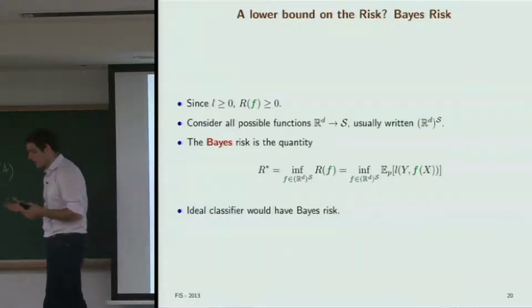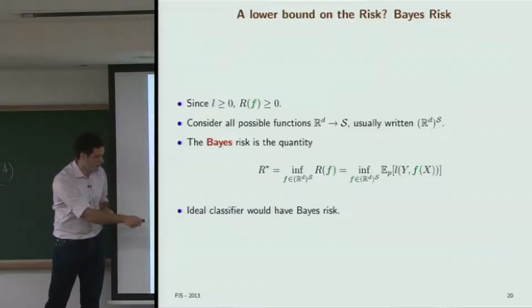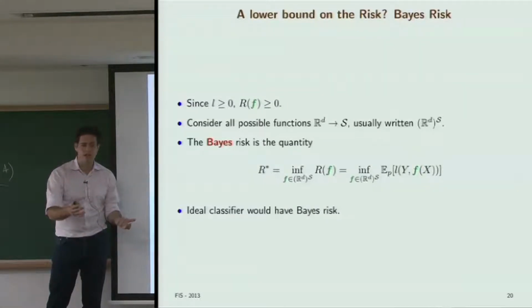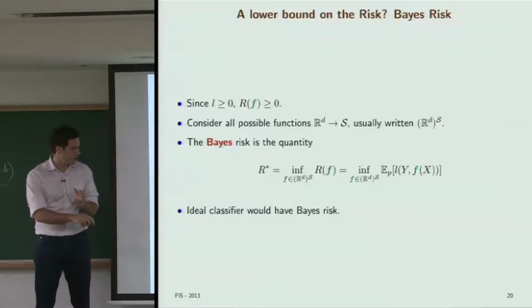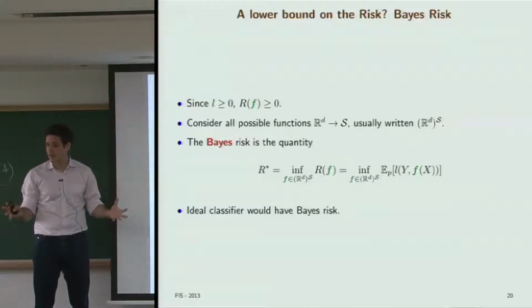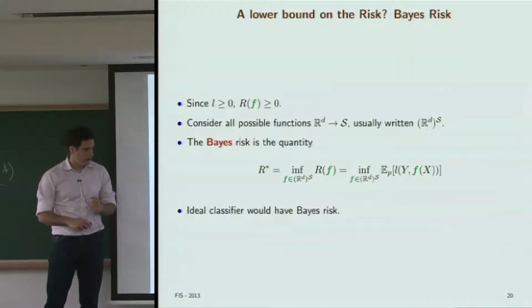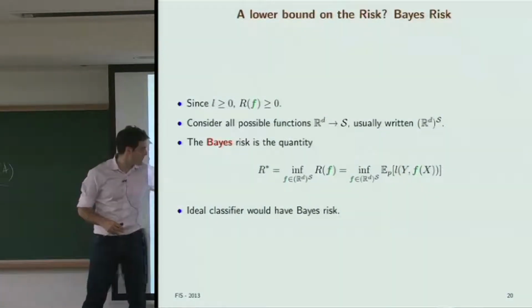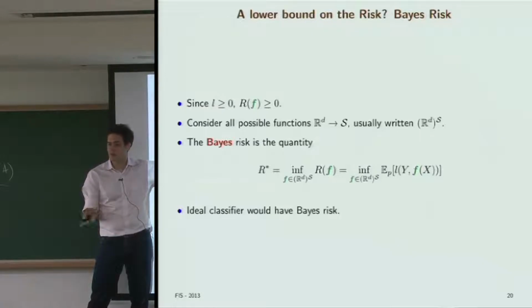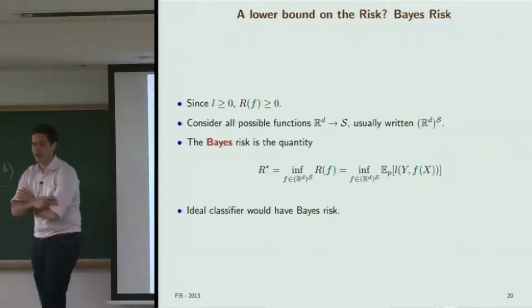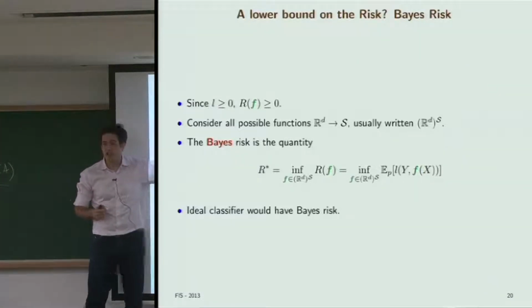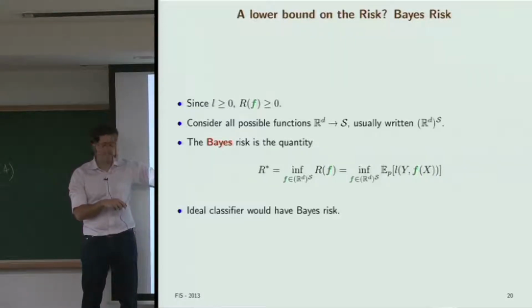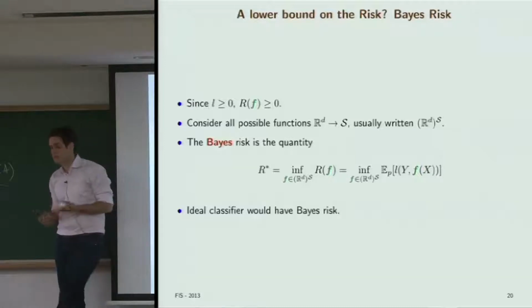In mathematics, when you consider this kind of space, the set of all possible functions from R^d to S, then you're bound to have very, very strange looking functions. Really weird, not regular, not smooth functions. Well, if you take the minimum over all that set of functions, you will get something called the Bayes risk. Again, there is an infimum because the risk is lower bounded here, right? So there must be a value which is the infimum. And that infimum is itself non-negative. So R star is the infimum over all functions of the risk of f.